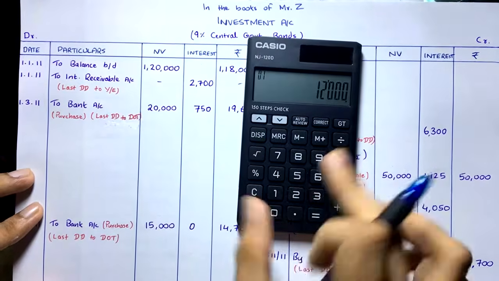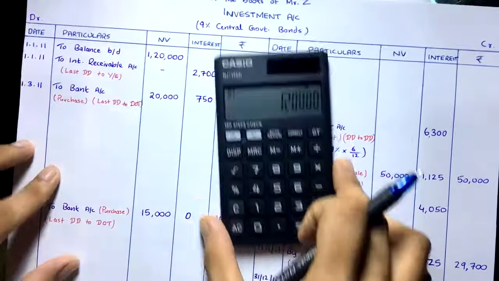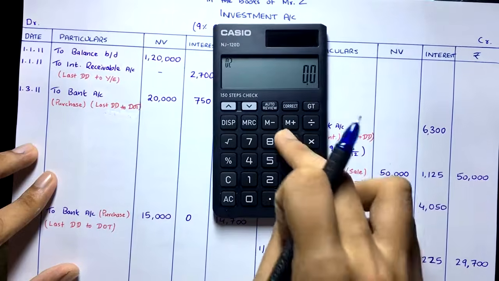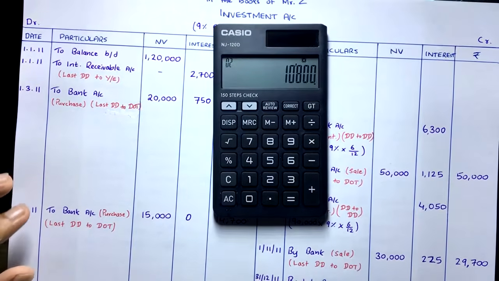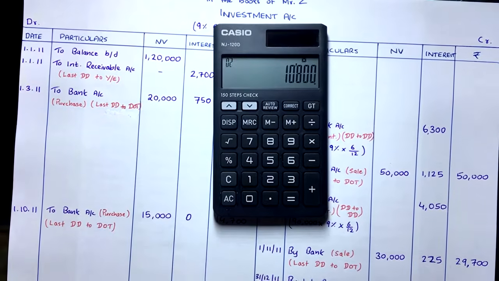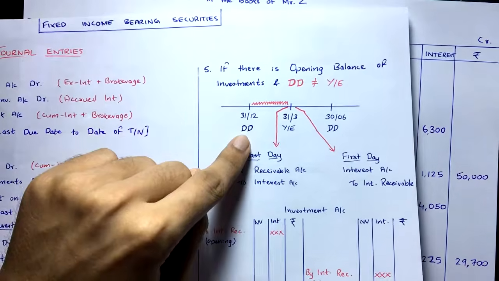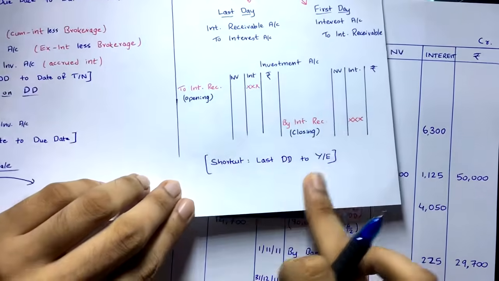So 120 is the face value, 1,20,000, into the rate of interest, which is 9%. So 0.09 into, for how many months? Do you remember the shortcut? I've already told you the shortcut. What's the shortcut? The shortcut is last due date till the year end. Last due date till the year end.